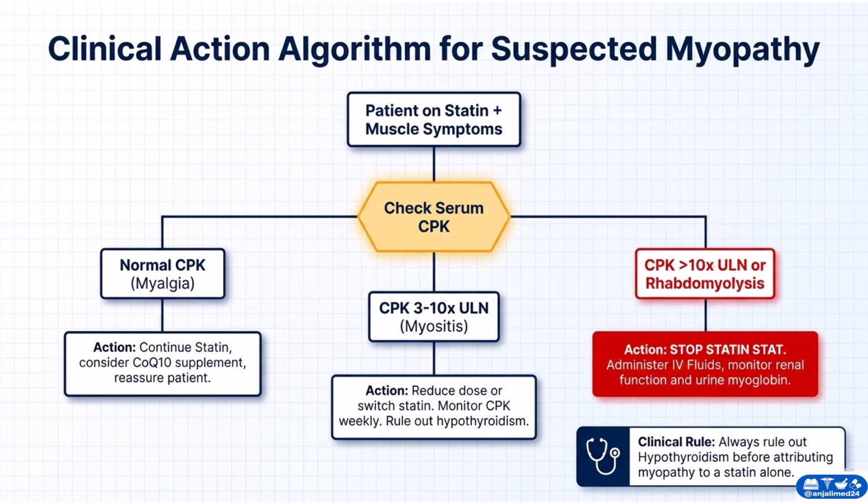But if the CPK level is more than 10 times normal or you suspect rhabdomyolysis, this is an emergency. Stop the statin immediately, start IV fluids, and monitor for renal complications and myoglobinuria. And here's an important clinical rule. Always rule out hypothyroidism before blaming statins alone. This stepwise approach helps you act quickly, safely, and effectively in clinical practice.